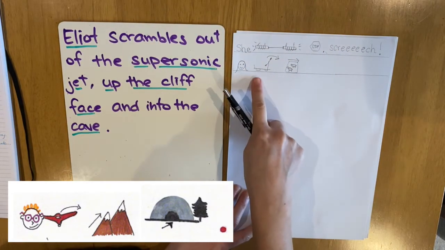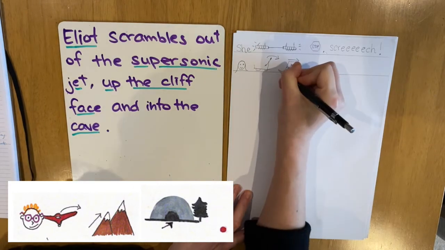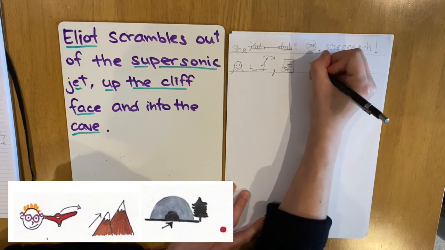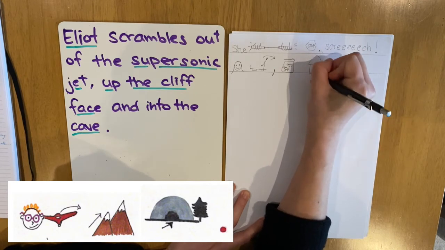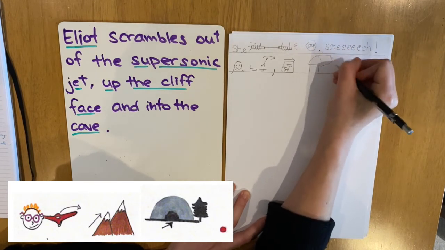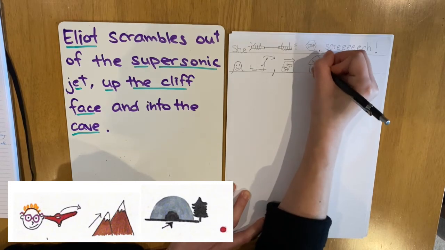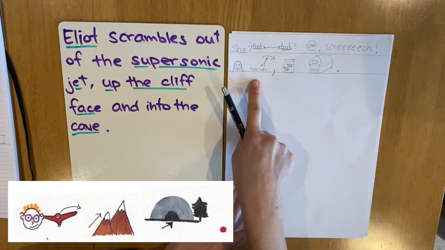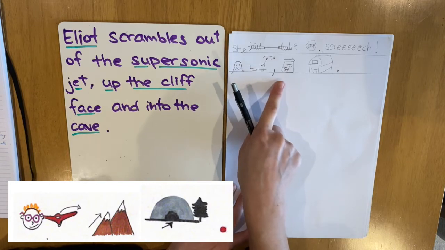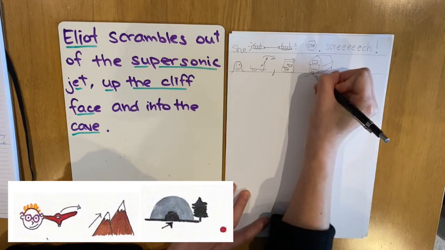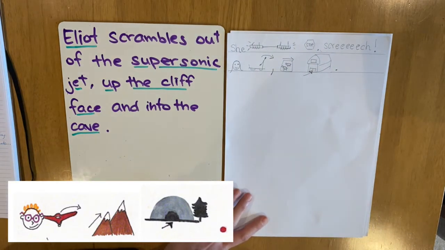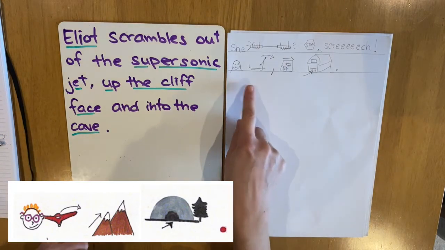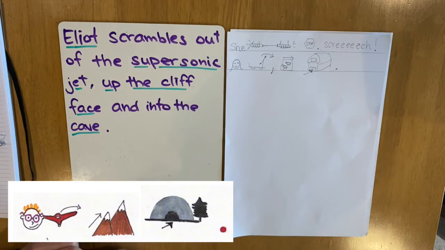Malala scrambles out of the supersonic scooter, comma, across the farm and into the barn. This is my barn. Full stop. Malala scrambles out of the supersonic scooter, across the farm and into the barn. It is now your turn to draw the pictures for your sentence about your superhero getting to the place where their weapon is located.